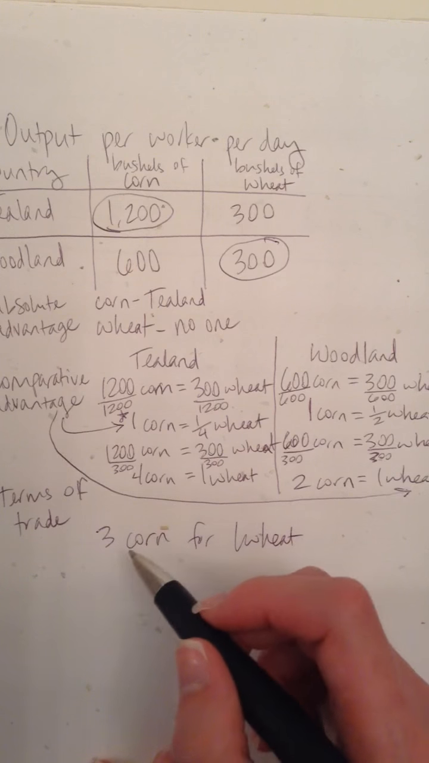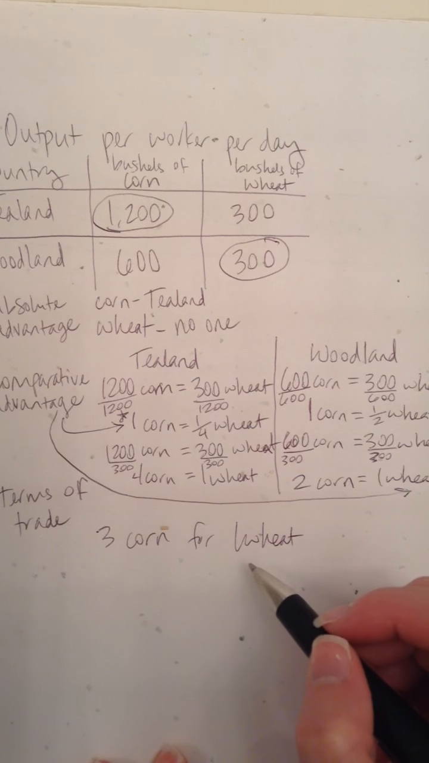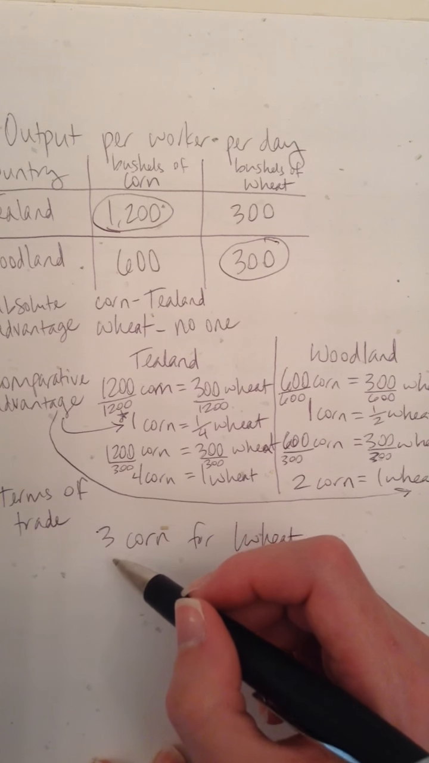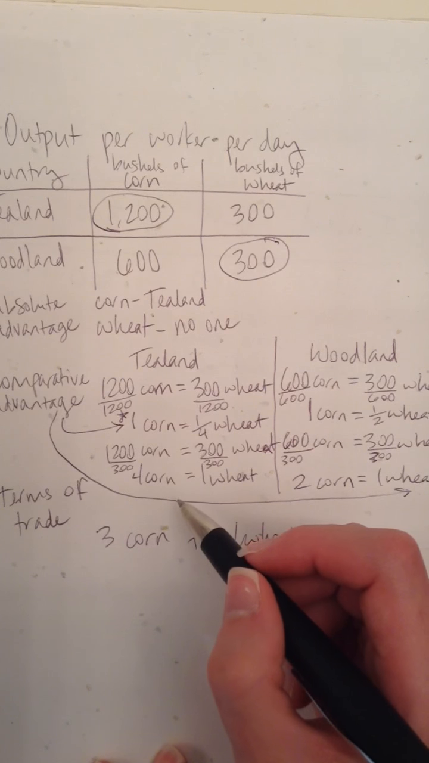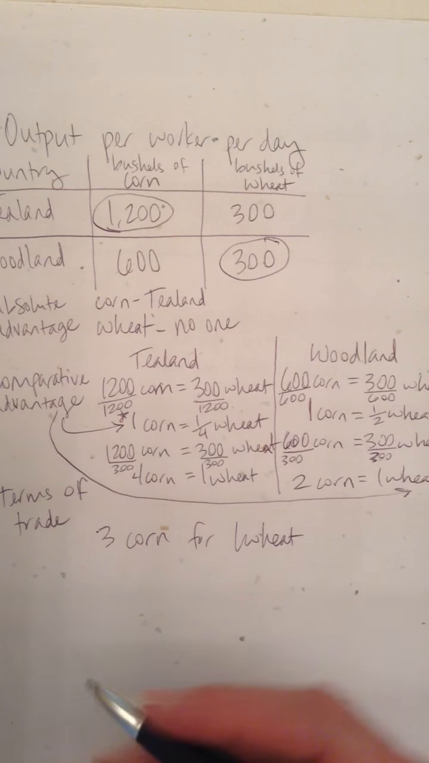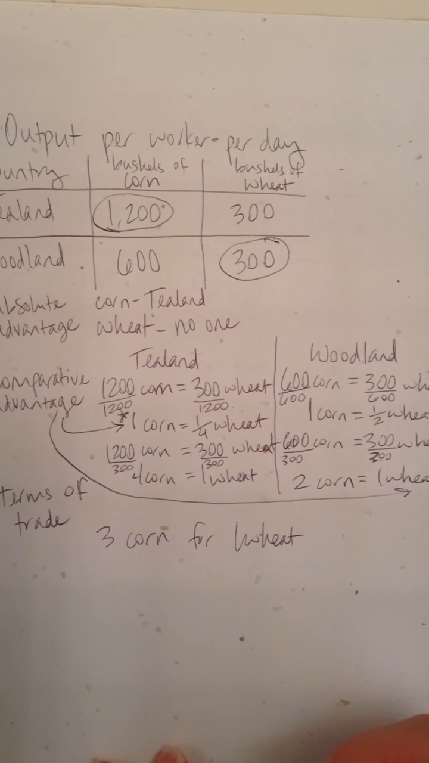And tea-land is happy to give up 3 bushels of corn for every bushel of wheat because if they produce domestically, they would have to give up more than that. They'd have to give up 4 bushels of corn. So everyone wins with trade. And to choose the terms of trade, you just choose a number that is between the opportunity costs of production for both countries.